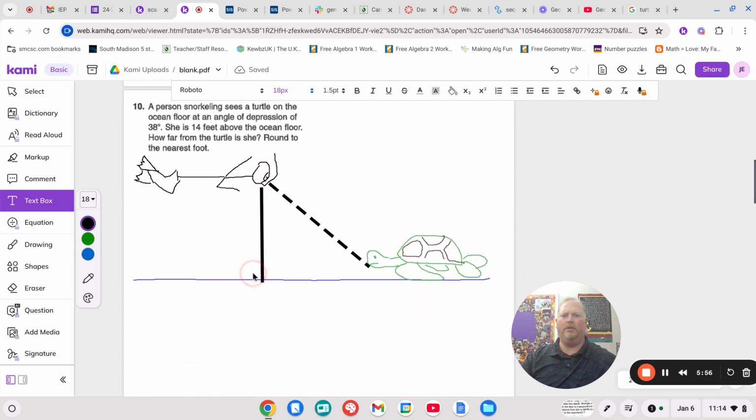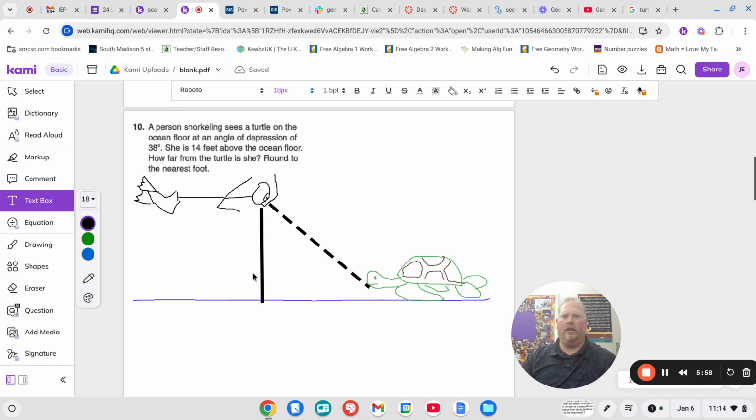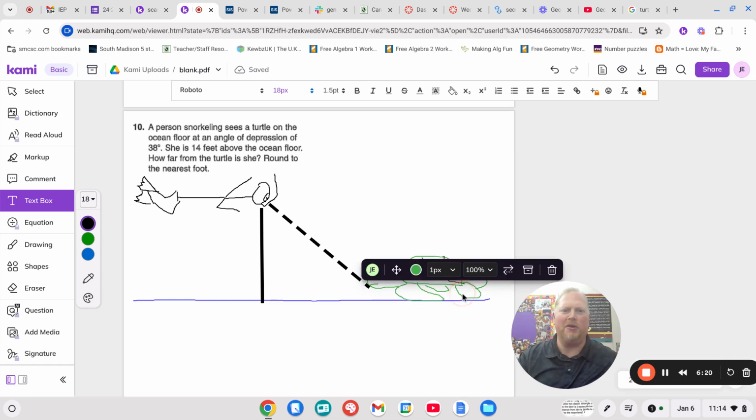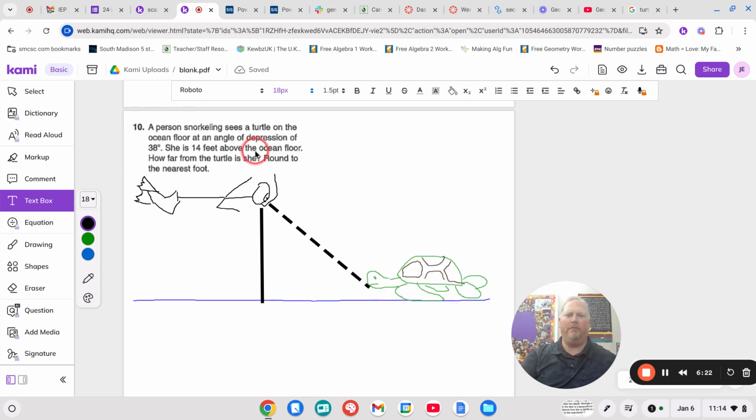Let's move on to question number 10. A person snorkeling sees a turtle on the ocean floor at an angle of depression of 38 degrees. She is 14 feet from the ocean floor. How far from the turtle is she? Round to the nearest foot. So we've got our ugly picture of a snorkeler up here, and then the turtle down here. I kind of like the picture of the turtle. Let's put all that information in there. She is 14 feet above the ocean floor.